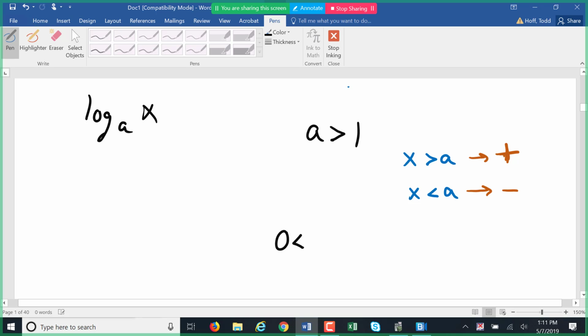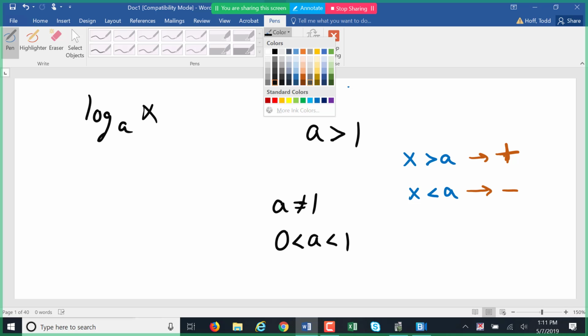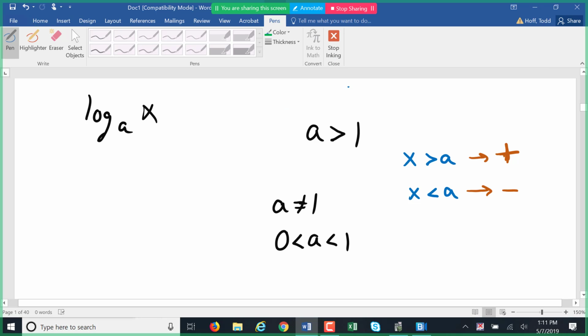If a is between 0 and 1, note we said that a cannot equal 1. It just doesn't work. If a is between 0 and 1, the opposite is true. If x is less than a, then the result is positive. If x is greater than a, then we have a negative result.